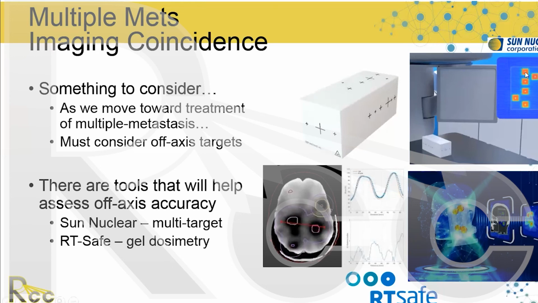So assessing how good you are at the distal portion is important. What you're getting at isocenter isn't necessarily what you're going to get 5 cm out. And I can confidently say it's not going to be the same. So assessing that is important.